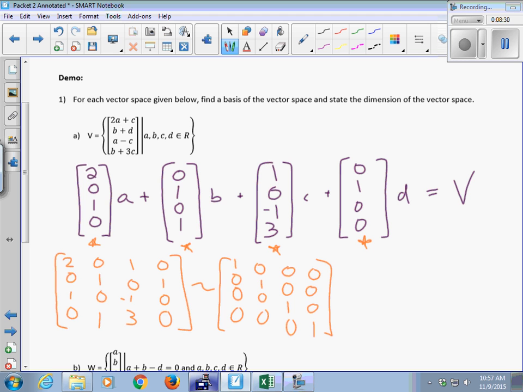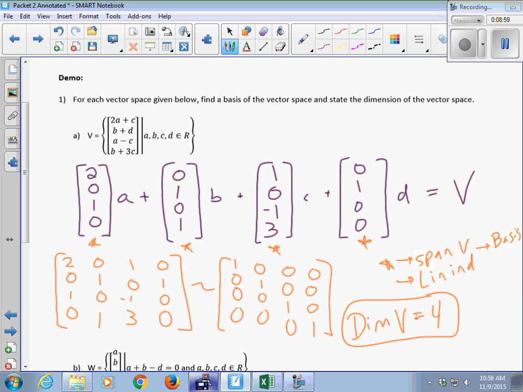So my starred vectors span V, and they're linearly independent, so they form a basis. Okay, those starred vectors form a basis, and how many of them are there? 4. So the dimension of V is 4. 4 vectors in the basis. The number of elements in the basis is the dimension.